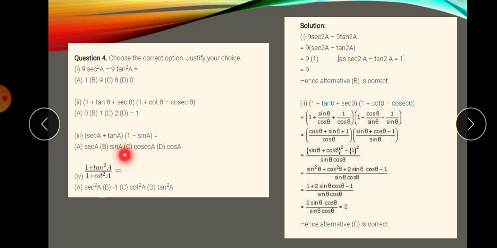Secant A plus tan A times 1 minus sin A. How can we convert this? You can convert it into terms of sin and cos. Mostly take it in terms of sin and cos, it will be easy to do the sum. So secant is 1 by cos, tan is sin by cos, and sin is sin. So take the LCM here also, 1 plus sin.